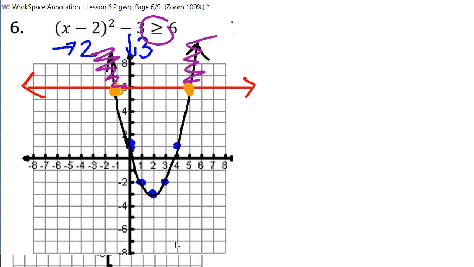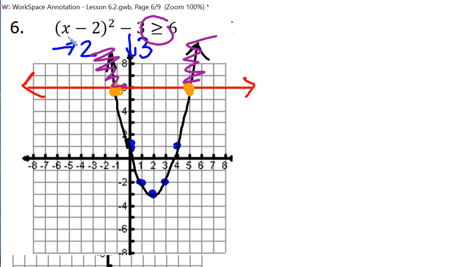So now I have to decide, is my answer going to be an and or an or? I have to look to see, did I shade the arm or did I shade the vertex? The arm. So if you shaded the arms, it's going to be an or inequality. Then we have to come up with our 2 inequalities.